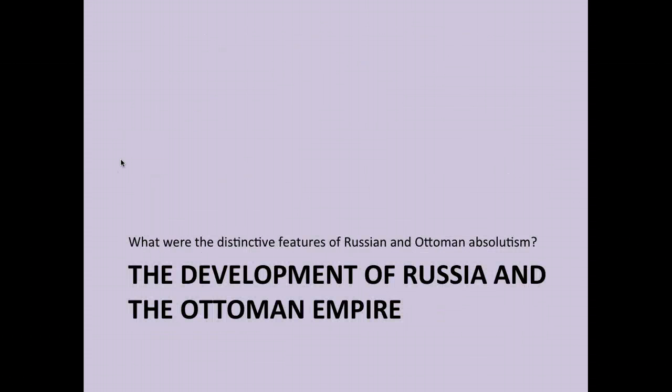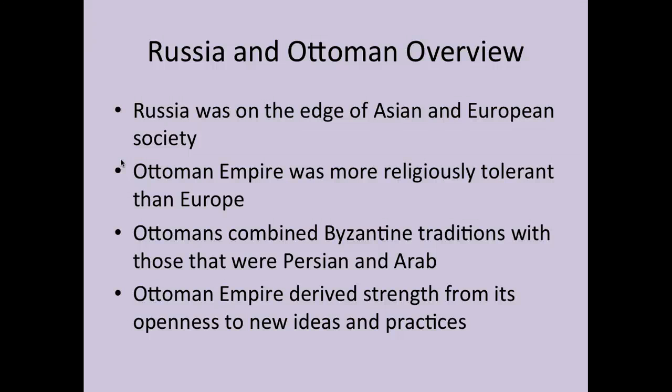Okay, so let's talk about Russia and the Ottoman Empire. Here's a bit of an overview. Russia was on the edge of Asian and European society. Throughout this entire class, we're going to talk about how Russia has a very conflicted identity. Europeans think they're backwards, that they're Asian, they're not even really European, and the Russians are really going to struggle to find their own place in European culture.